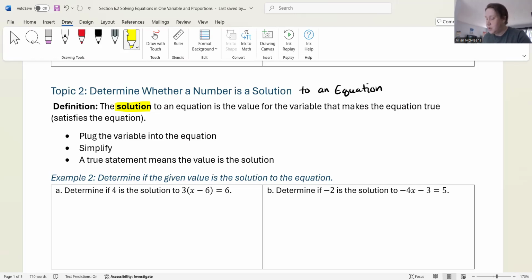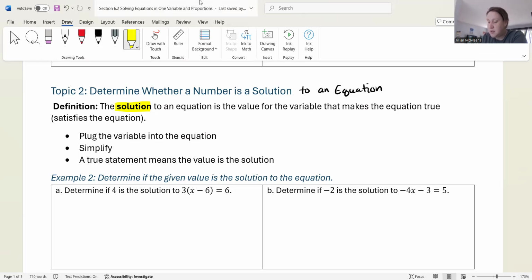Okay? So let's look here. For example 2, the directions say determine if the given value is the solution to the equation. Now, when you have these linear equations in one variable like this, there's really only going to be one solution. There's a special situation that we'll talk about maybe in the next section, it might be later in this section, I can't remember. But there is kind of a catch to that. But generally speaking, when you have a linear equation in one variable, there's only one solution. So it's pretty easy to check to see if a particular value is or is not the solution.